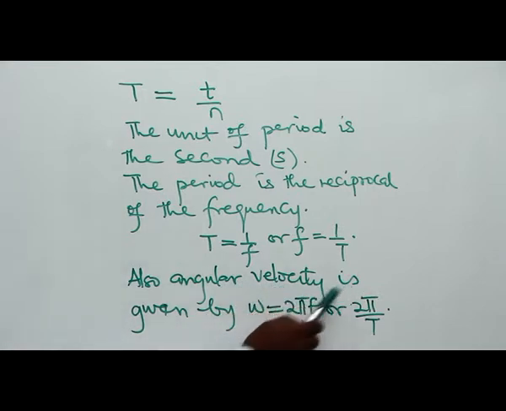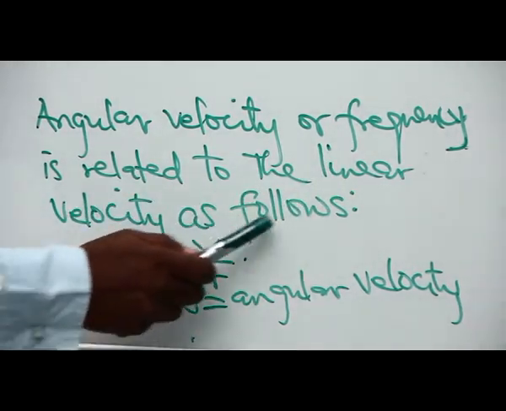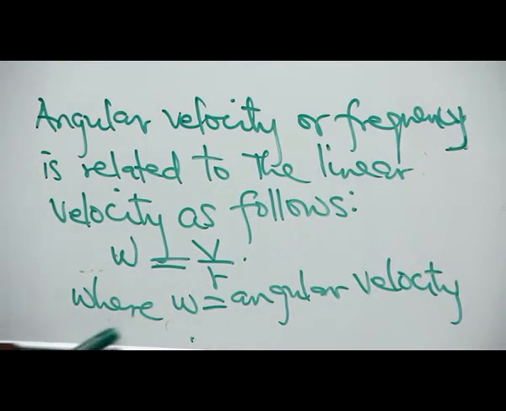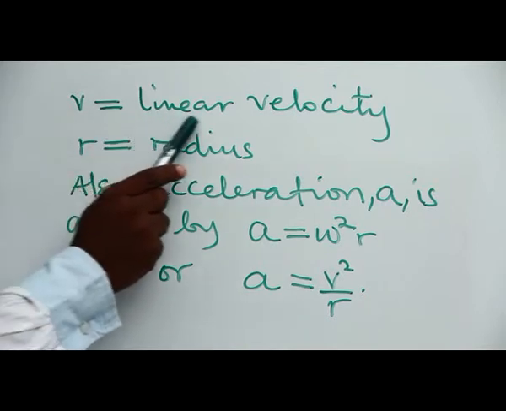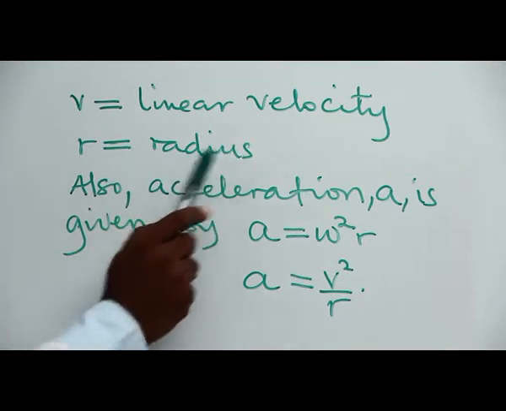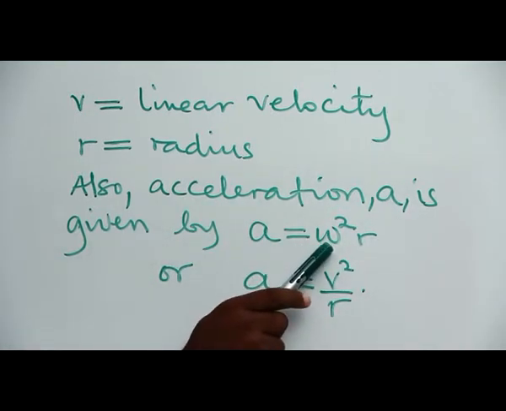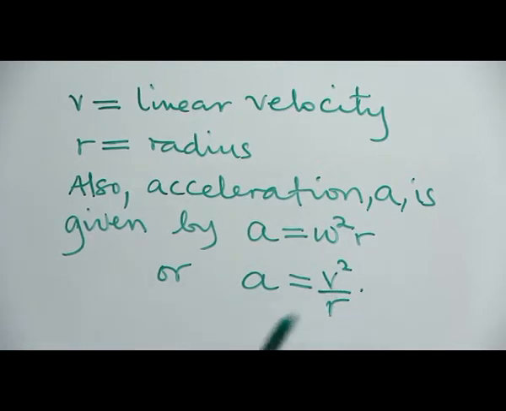Also, angular velocity is given by the formula omega is equal to 2 pi f, where f is the frequency, or 2 pi divided by period, capital letter T. Angular velocity or frequency is related to the linear velocity as follows. Angular velocity is equal to linear velocity divided by the radius, where omega represents the angular velocity, v is equal to the linear velocity, r is equal to the radius. Also, acceleration a is given by a equal to the square of the angular velocity times the radius, or acceleration is equal to the linear velocity squared divided by the radius.